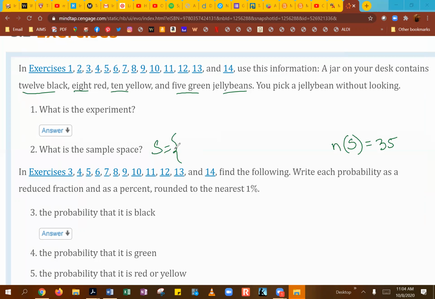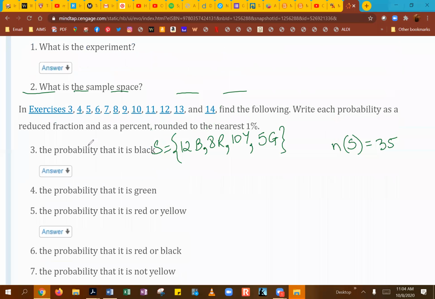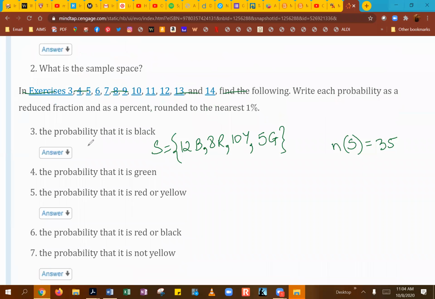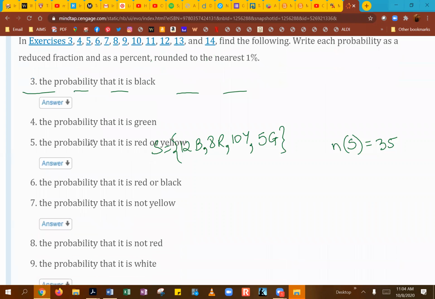And then, just to keep it concise, you can do 12 black, 8 red, 10 yellow, and 5 green jelly beans. And then yes, they would add up to a total of 35. So based on this, what do you think our answer for number 6 is going to end up looking like?